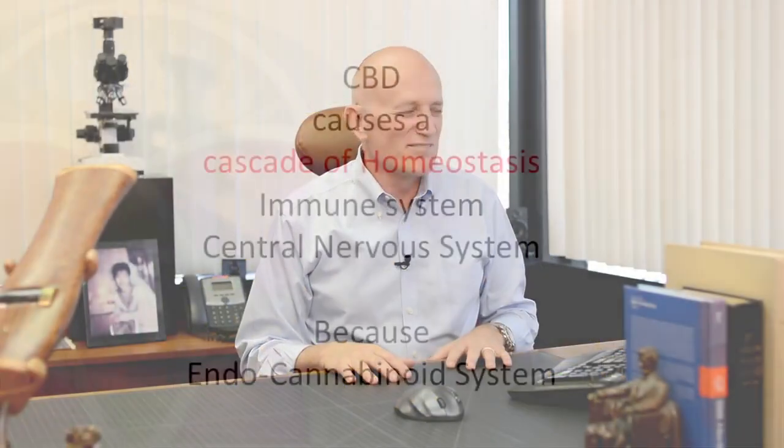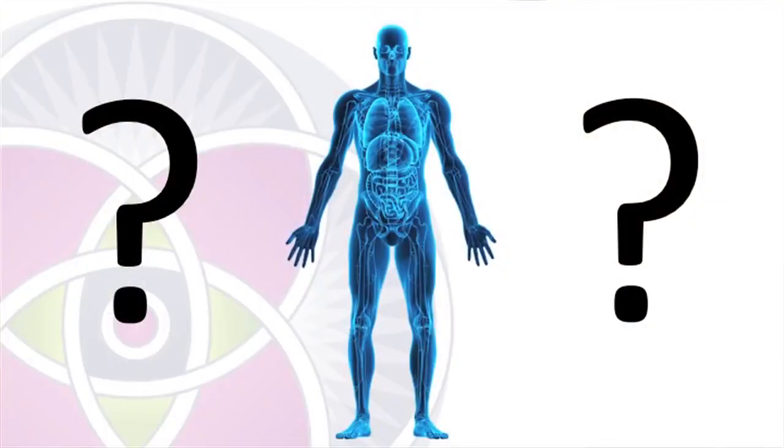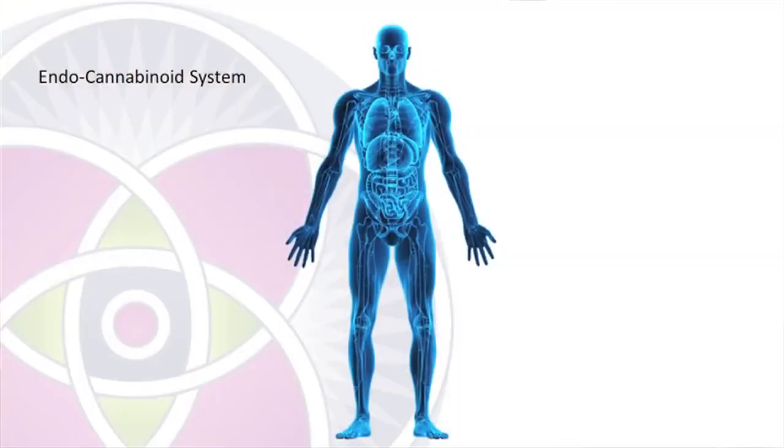It's a beautiful thing. Bottom line, CBD causes a cascade of homeostasis through our entire central nervous system and our entire immune system. So why is this happening? Because, as I mentioned before, we have receptors in our physiology for CBD. This is called the endocannabinoid system.